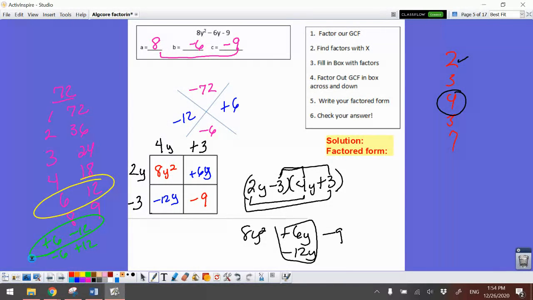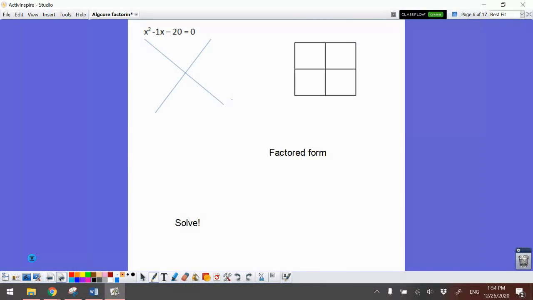So that's what happens when a is bigger than 1, okay? So we're going to work our way up to that by focusing on what do we do when a is actually 1. Okay, so a is 1. So we're going to take 1 times negative 20. So a is 1, b is negative 1, and c is negative 20.